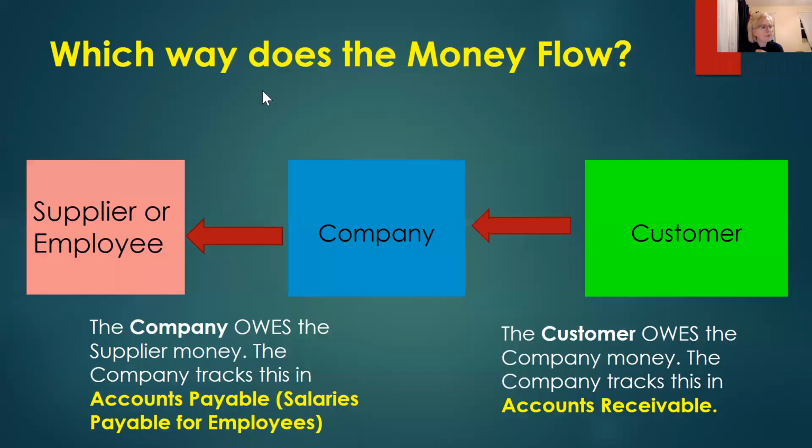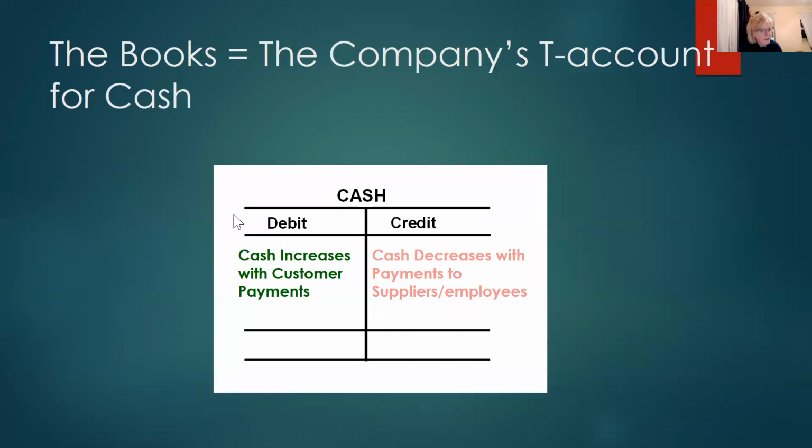So talking about the bank statement, when the customer pays the company, we've been tracking all this money owed in accounts receivable, but when the customer pays the company, cash goes up. That's a debit to cash. When the company pays its suppliers, we've been tracking that in accounts payable. Or if it's our employee, we've been tracking that in salary and wages payable. But when the company pays its supplier, that's cash down, or credit. Here's our cash T account. Cash increases with customer payments. Cash decreases with payments to our suppliers or employees.